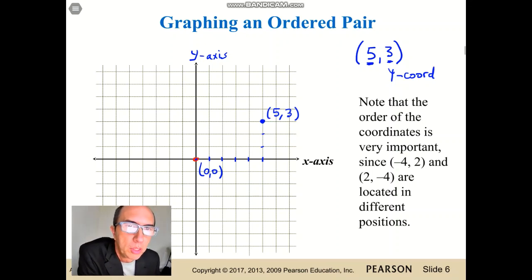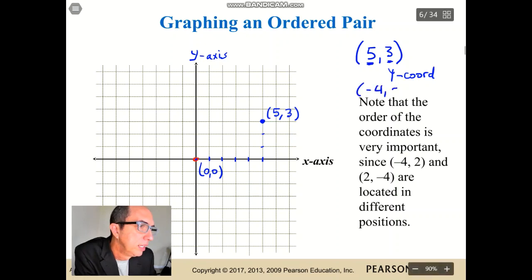Let's have a look at a few other points. If we have, for instance, -4 and 2, let's plot it here. 1, 2, 3, 4. This is -4 to the left, right? And 2, positive 2, 1, 2. This is 2. So this point here has the coordinates -4 and 2. This point is associated with the ordered pair -4 and 2.